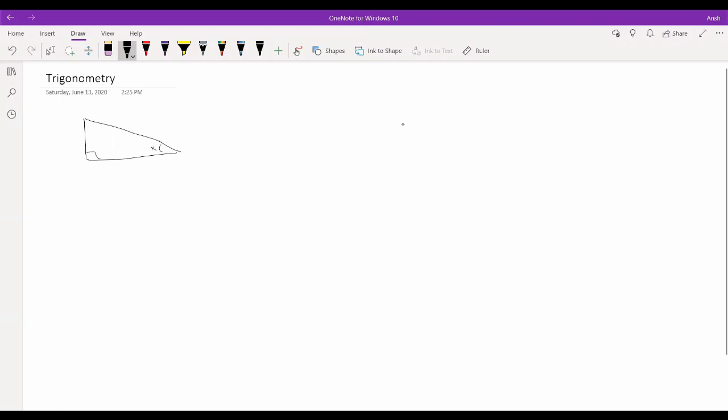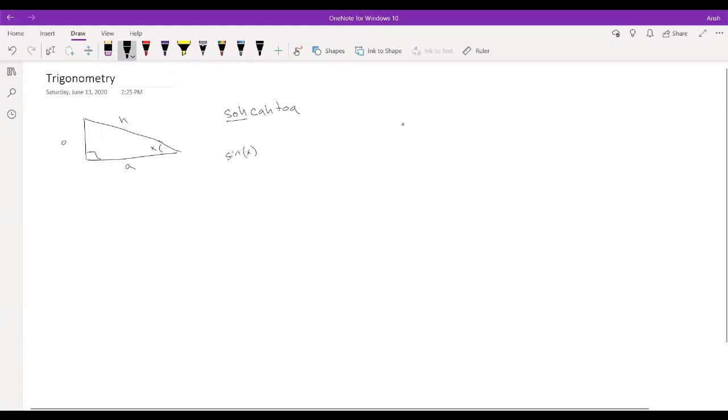We can label the sides as follows. This side would be defined as the opposite side, which we'll just call O for now. This side would be the adjacent side, and this side would be the hypotenuse. A common mnemonic used in pre-algebra is SOH CAH TOA, specifically this. And this is used as a way to figure out what the values are for the three main trig functions, sine, cosine, and tangent. So the first part, the SOH, is for sine.